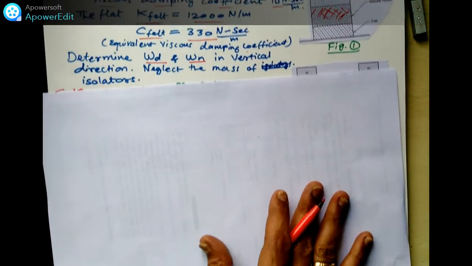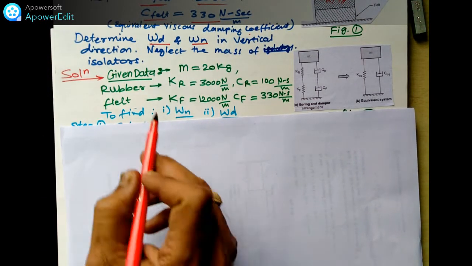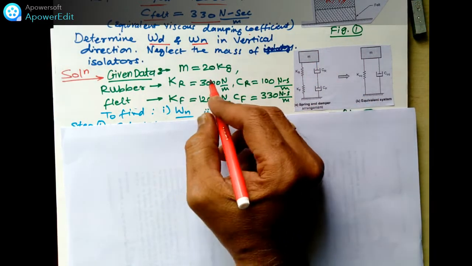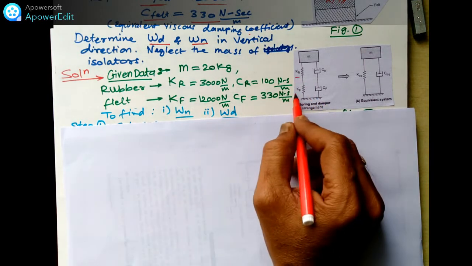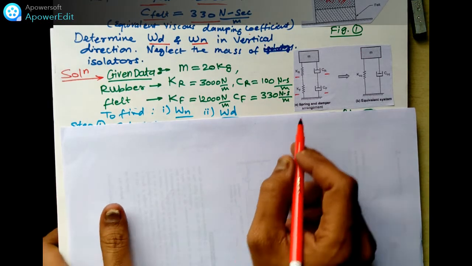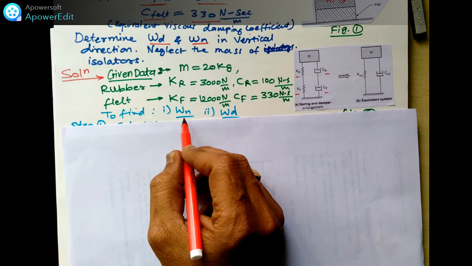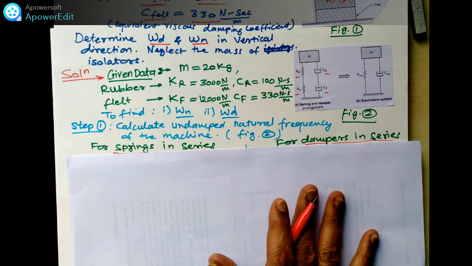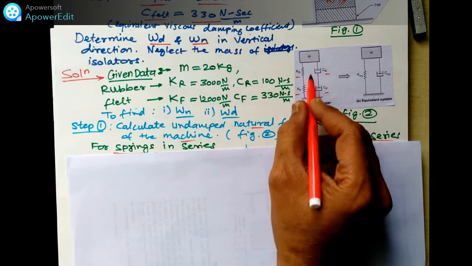So friends, how to solve this? What is the given data? M is given to you, Kr is given, Kf is given, and Cr and Cf are given. This is the mathematical representation to get the value of the natural frequency, that is, to calculate the undamped natural frequency of this machine.